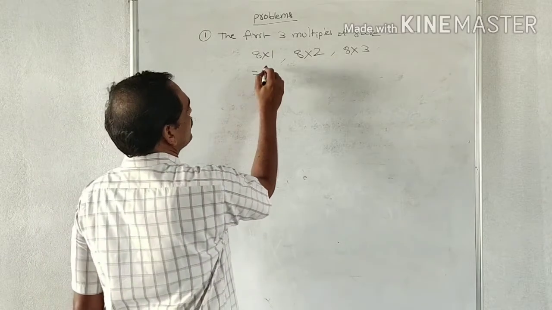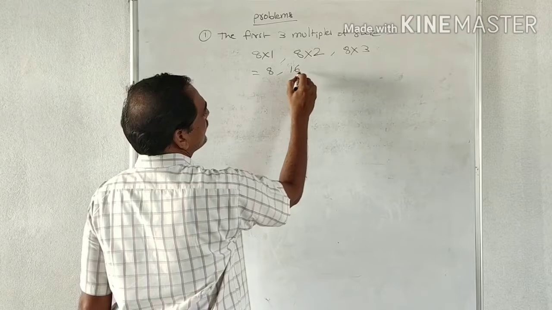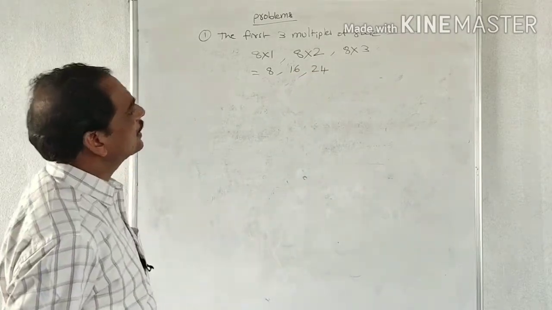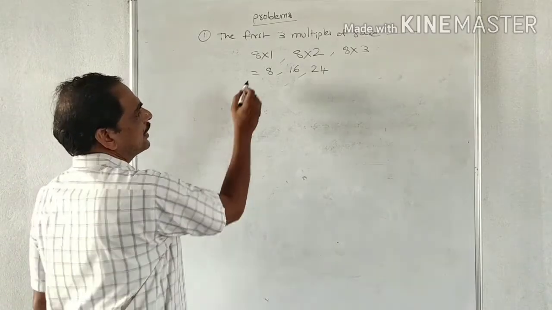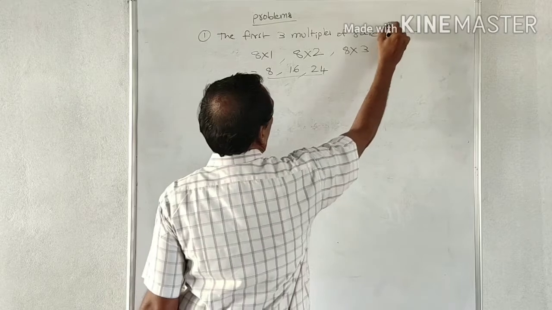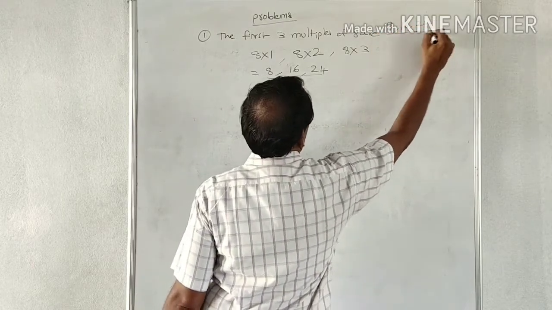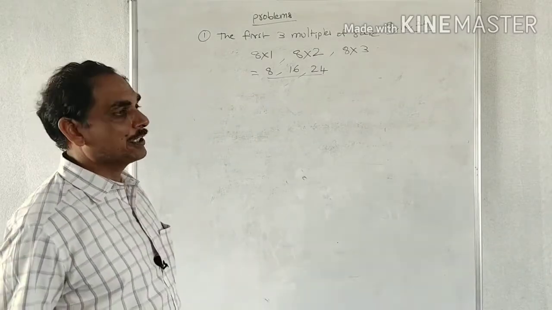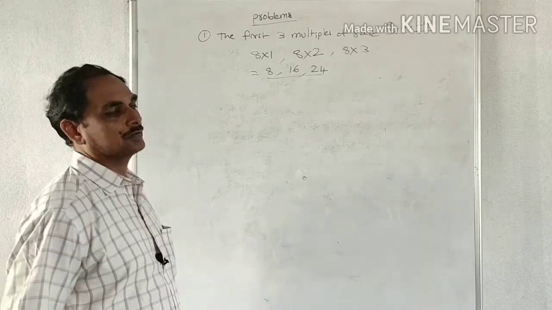That is equal to 8 ones are 8, 8 twos are 16, 8 threes are 24. So these are the first 3 multiples of 8. So first 3 multiples of 8 are 8, 16, 24. This is the first problem. The first 3 multiples of 8 are 8, 16, 24.